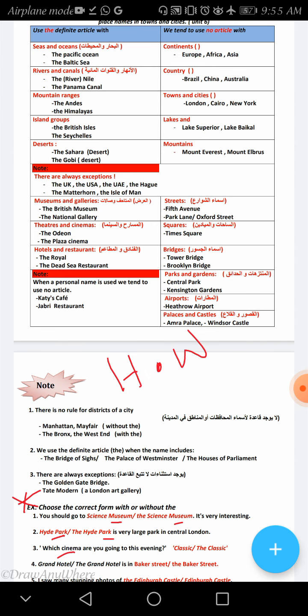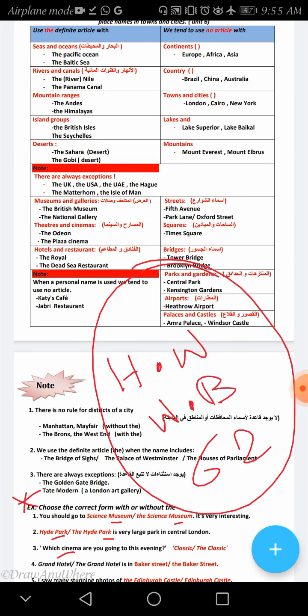You have to do the homework, workbook page 62. راح يكون عندكم workbook page 62. Thank you. Bye bye.